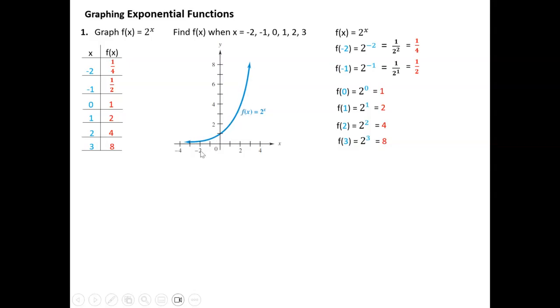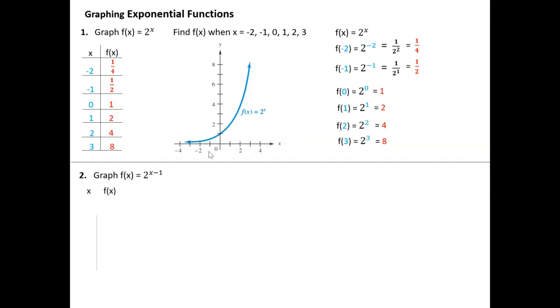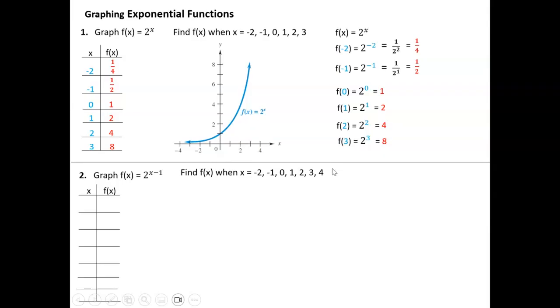Okay. Now let's go to number 2. Graph the function f of x equals 2 to the power of x minus 1. So again, we're going to use the same values, but we're going to go all the way to 4 this time. Right now I'm going to let you know why.